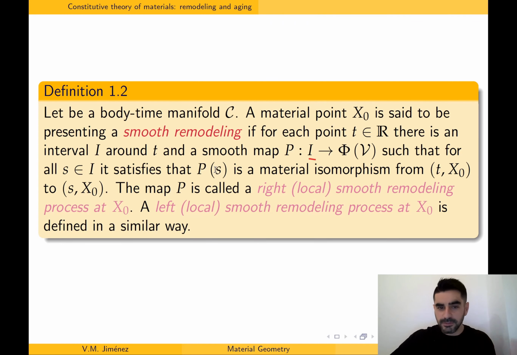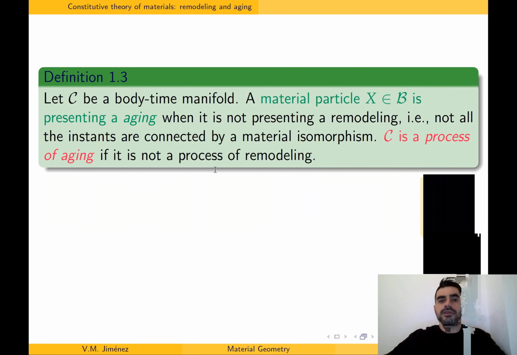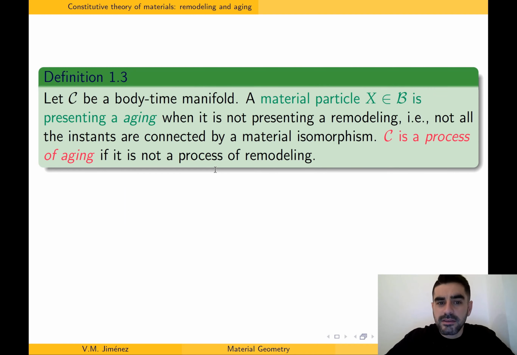So this is a smooth remodeling and it is very intuitive, right? Then, on the other hand, we have the notion of aging, which is opposite to the notion of remodeling. In fact, a material particle is presenting an aging if it is not presenting a remodeling. So, in other words, a material particle is presenting an aging if the properties are changing in time, and the whole body is presenting an aging when the material properties of the body are changing in time.